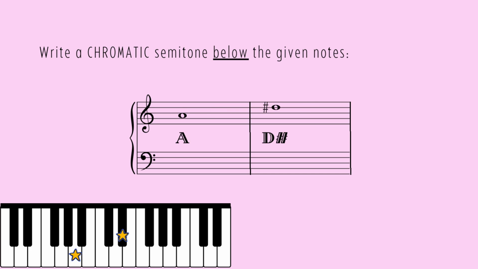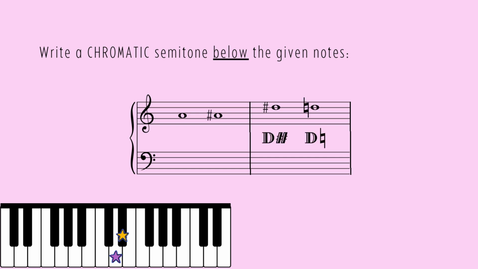Next, we're going to explore writing chromatic semitones below given notes. So we have A to begin with and D sharp. So first we're looking at A, which is our given note, and we're looking to lower that by a chromatic semitone. So we know right away that it's going to share the same letter name. It's going to be on the same line or space as that first note. And in order to lower A, we need to make it flat, and that will lower it a semitone. So A to A flat is a chromatic semitone.